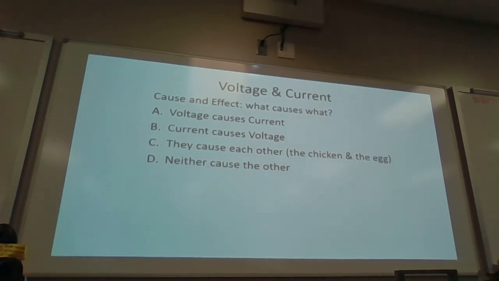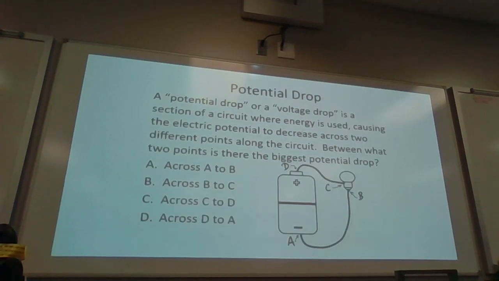Thumbs up when you have an answer. For the sake of time, the correct answer is A. Voltage causes current. It's the push, it's the pressure. You figure out how much current by voltage divided by resistance. But voltage is the motivator. Current is the result.